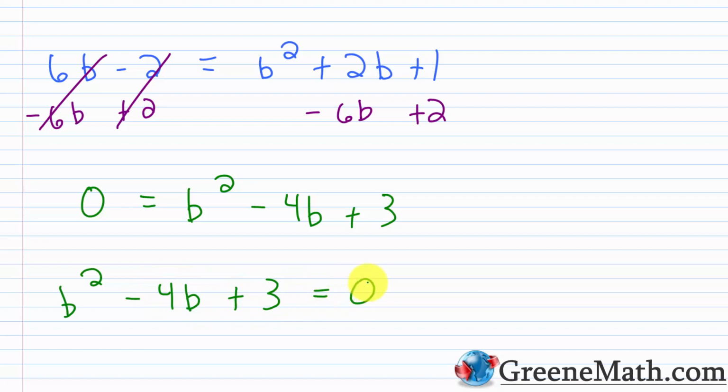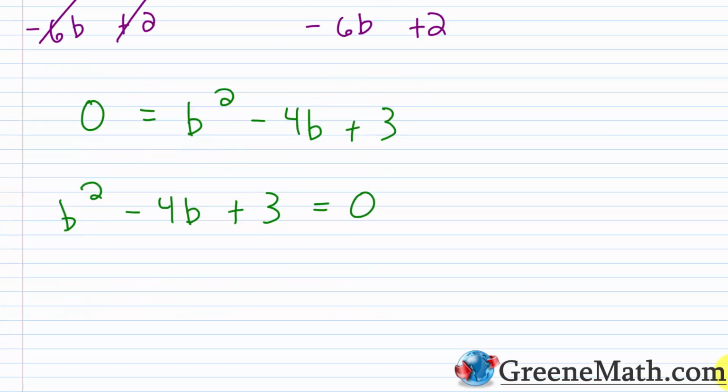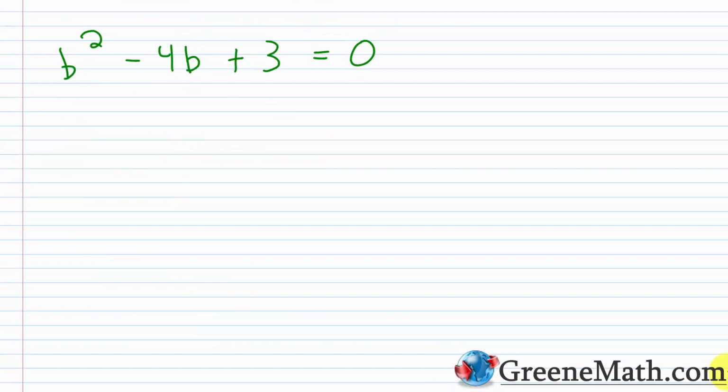And again, that's just personal preference. You don't have to do that. It's just up to you. Okay, so now what I want to do is factor the left side. So this is going to be factored and equal to 0. And I know the first terms would be b and b.